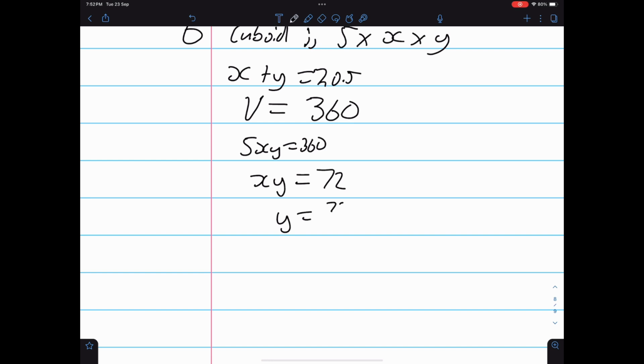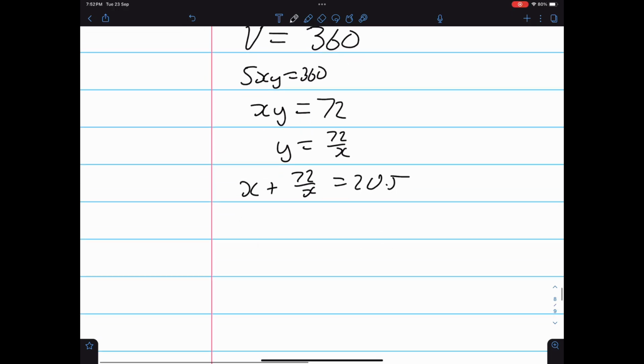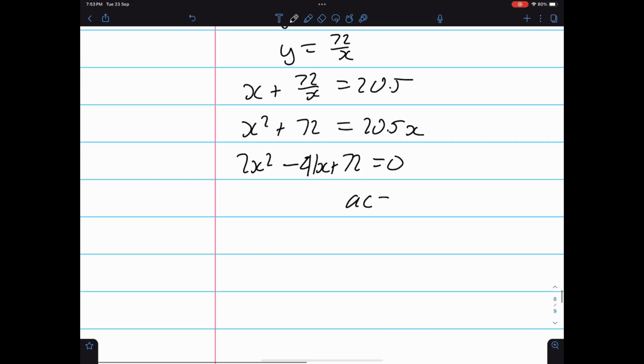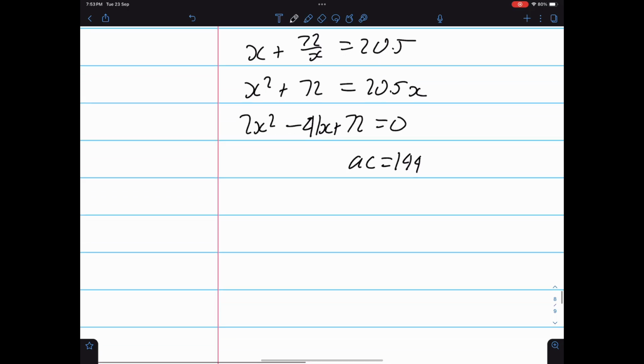That means y will equal 72 over x, and so x plus 72 over x will equal 20.5. x squared plus 72 equals 20.5x. 2x squared minus 41x plus 72 equals 0. AC will be 144.